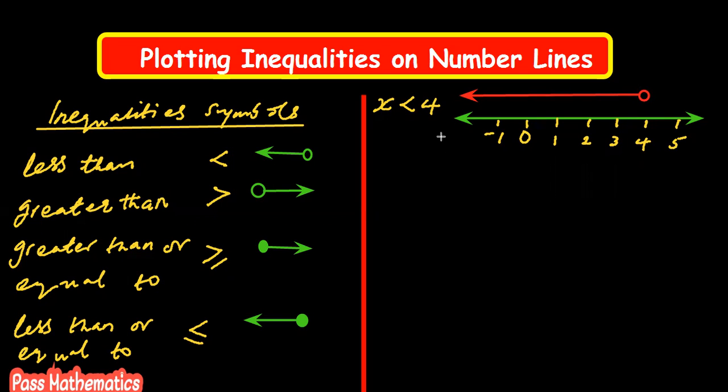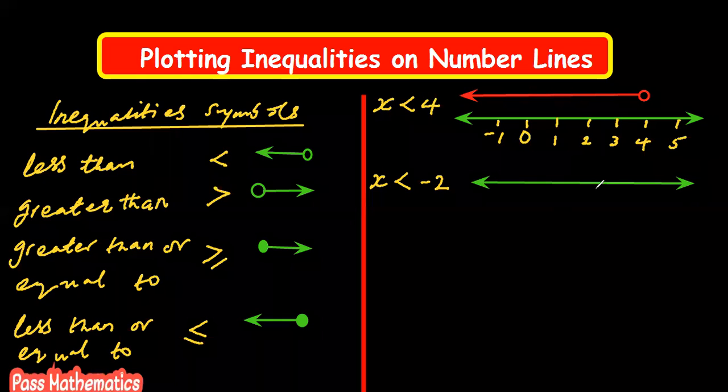Again, let's consider another example. If we have x is less than minus 2, what do we do here? We draw another number line. x is less than minus 2. So let's represent the line.